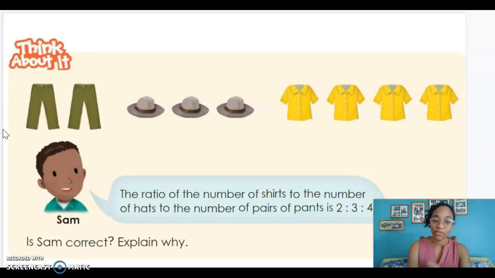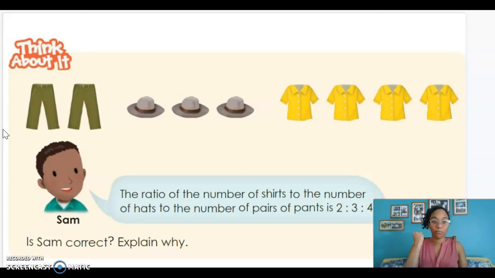You might have noticed something I was doing with my hand as I was counting. I was noticing that when he said the words, he first said the shirts, which are on the right side, then the hats in the middle, and then the pants on the left. But when he counted the 2 pairs of pants on the left, then the hats in the middle, then the shirts on the right. Remember that order always matters in a ratio.